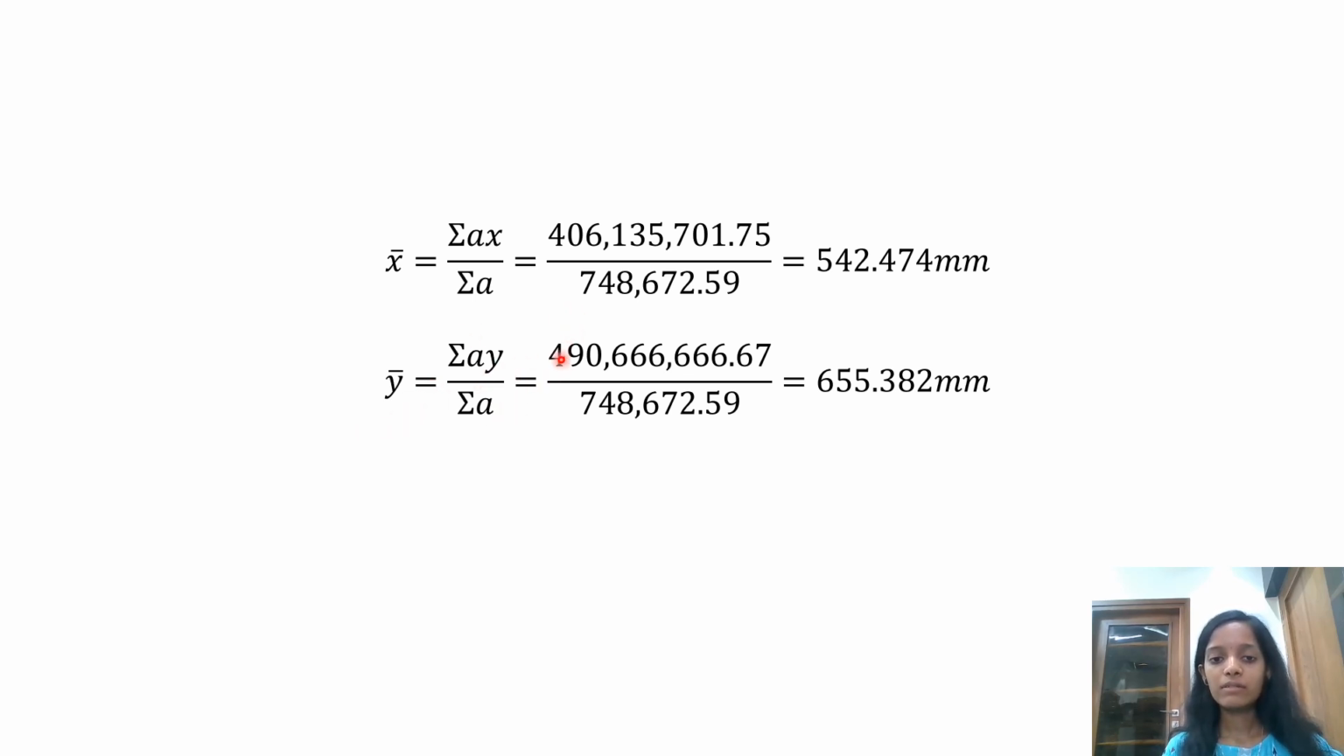And y bar is again similar to x bar, whose formula is summation of ay by summation of a. The ay value is 490,666.67 divided by 748,672.49, and y bar is 655.382 millimeter. Yeah, so these are the values we get for x bar and y bar. These are the centroidal distances from the x-axis and the y-axis of the figure. So this would be our problem for today's video.